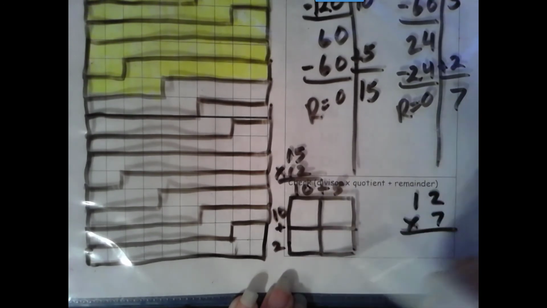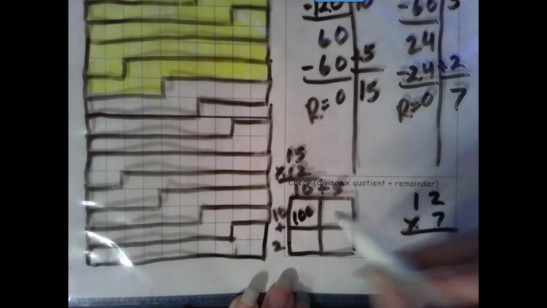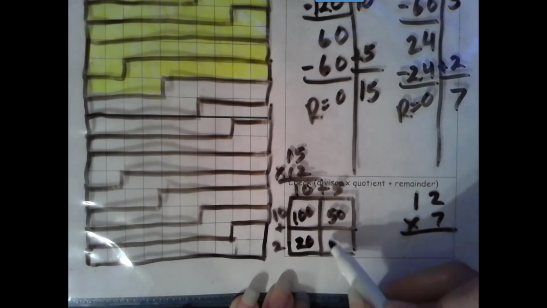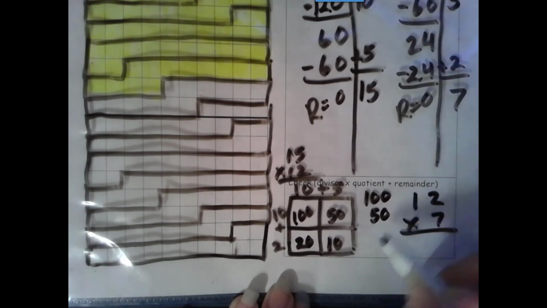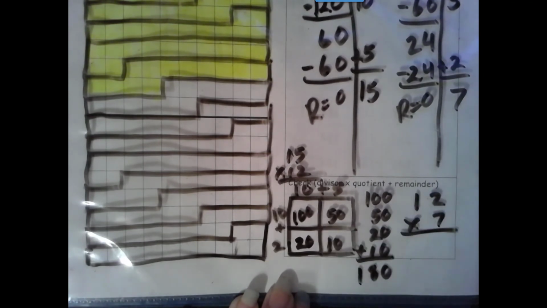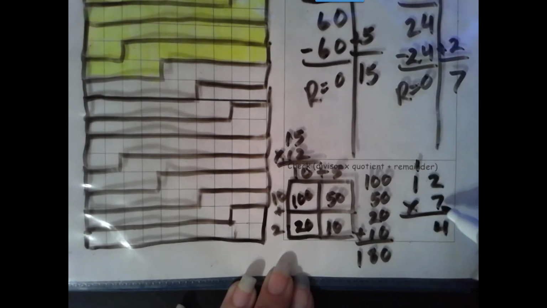10 and 2. 10 times 10 is 100. 10 times 5 is 50. 2 times 10 is 20. 2 times 5 is 10. We add up those partial products. We get 0, 5, 6, 7, 8, and 1. 7 times 2 is 14. 7 times one group of 10 is 70, plus one more 10 is 80.